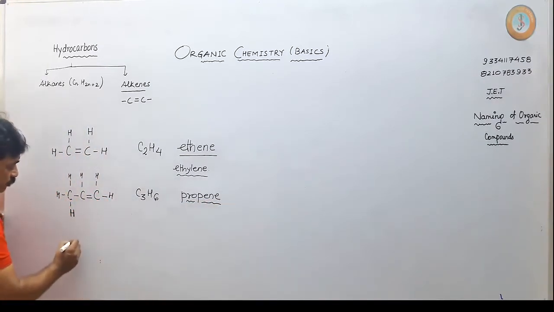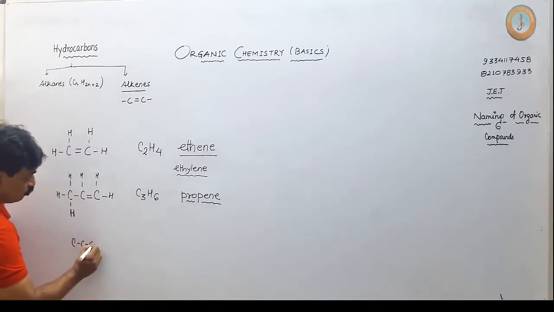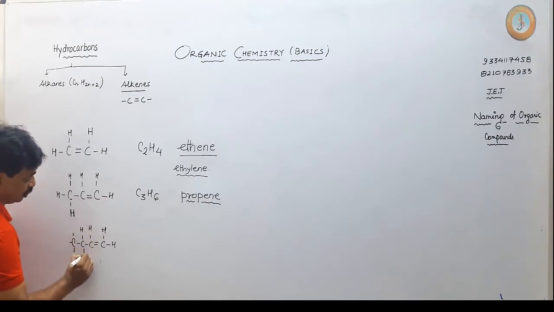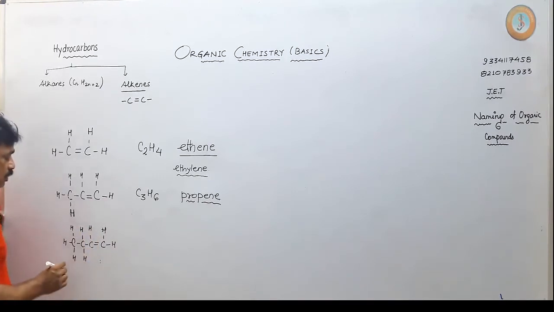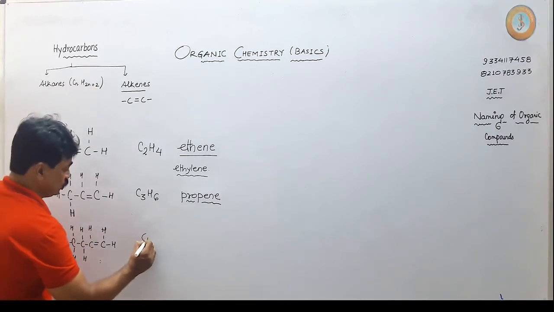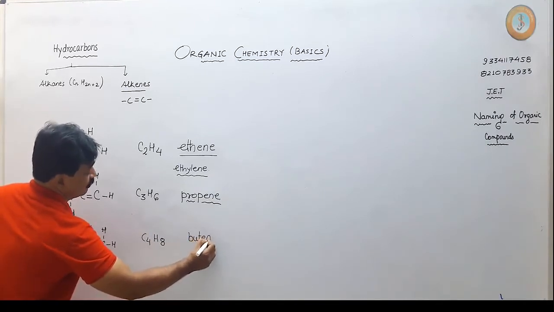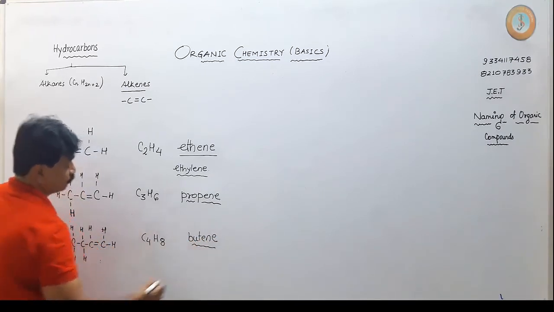Now once again for the fourth one, C4 means 4 carbons. Double bond exists there. 1, 2, 3, 4. 1, 2, 3, 4. 1, 2, 3 and 4. 1, 2, 3, 4. Now put H all the time. H, H, H, H, H and H. Now how many carbon atoms do we have? C4H8. This is butene, pentene, hexene, heptene. You can do the rest on your own.